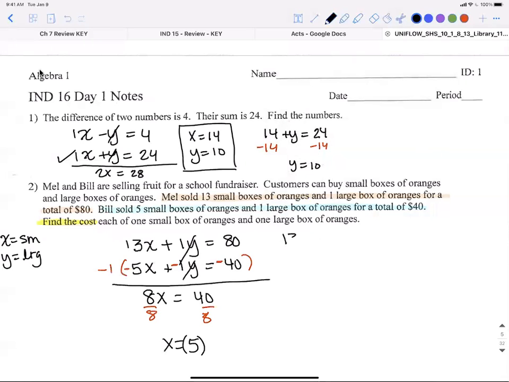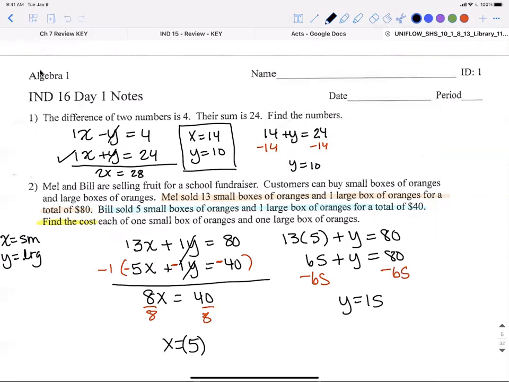So 13X would be 13 times 5 plus Y equals 80. And 13 times 5 is 65. So 65 plus Y equals 80. And then I subtract 65 because I want to get Y by itself, or I want to solve for Y, and I get Y equals 15.